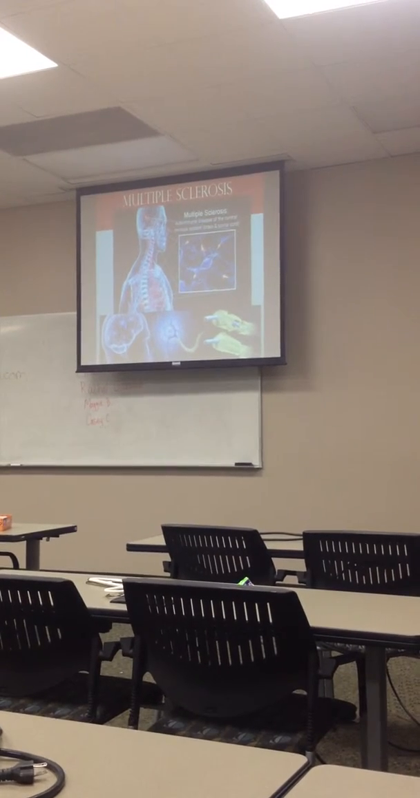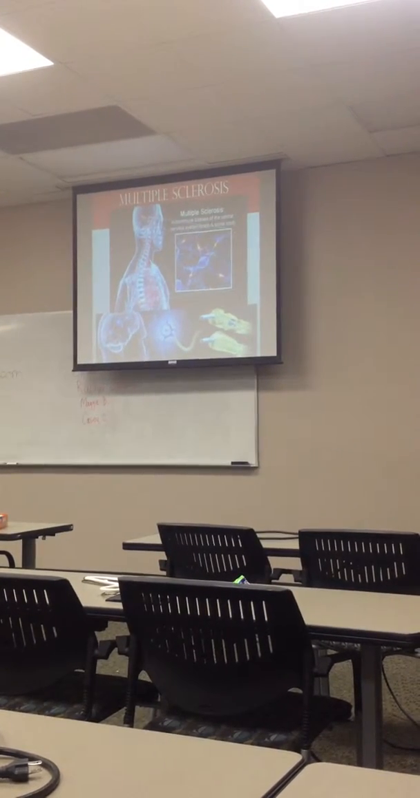People with this type of MS experience clearly defined attacks of worsening neurologic function. These attacks are called relapses, and they're typically followed by partial recovery periods, or what we call remissions. The second type of MS is primary progressive MS, and this disease course is characterized by slowly worsening neurologic function from the beginning with no distinct relapses or remissions. And this one's more rare. Approximately 10% of people with MS are diagnosed with primary progressive MS.